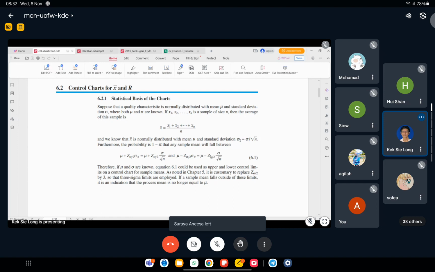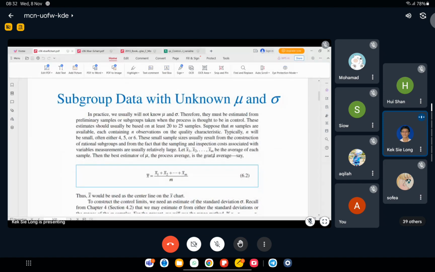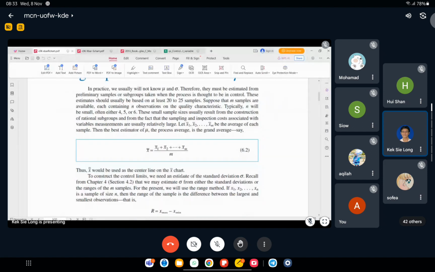Okay, come back to the formula or equation we have discussed. So equation 6.2. This is the mean of the mean, or we say the average of the process. On the right hand side we have x bar 1, x bar 2 until x bar m, and then over. So you count how many. So they are m x bar, divided by m. So we get x bar bar. So this is the center line on the X bar chart.